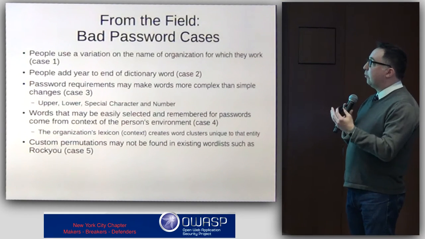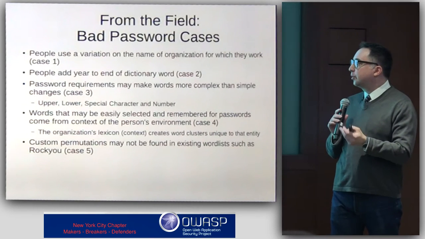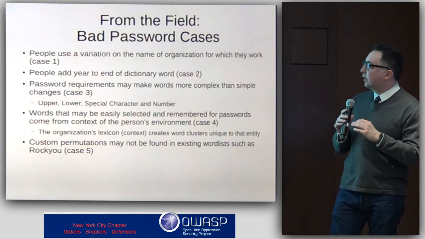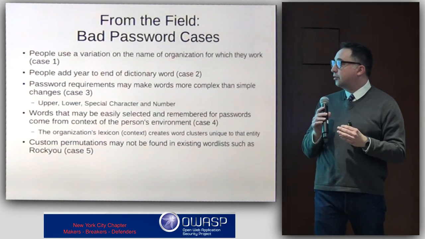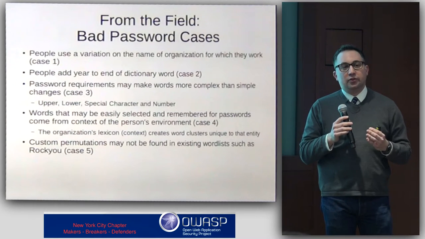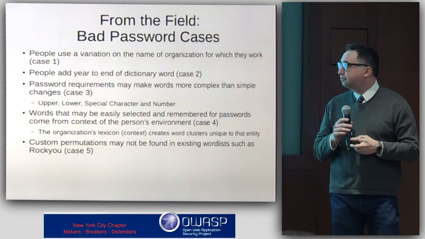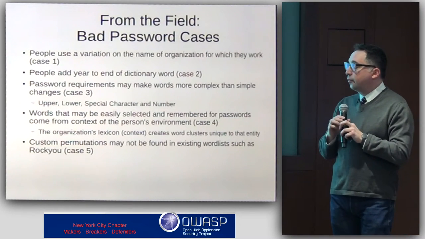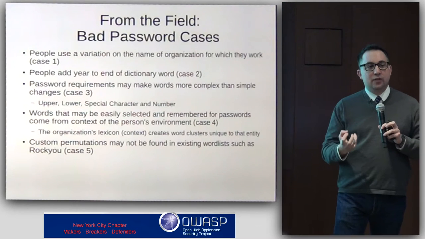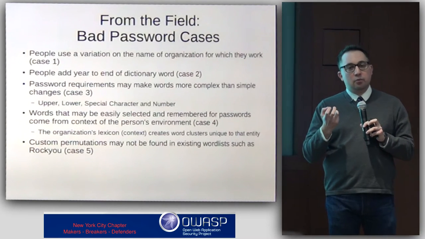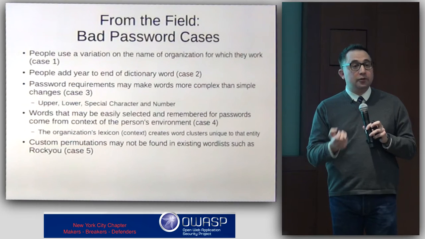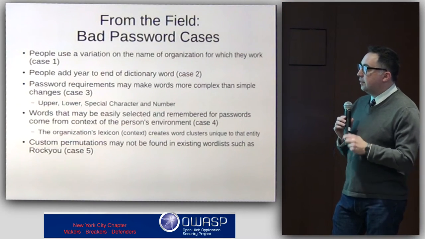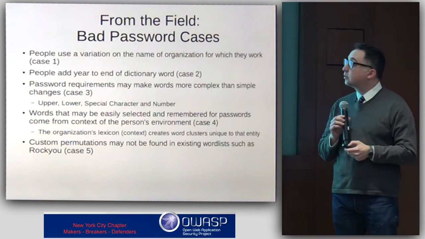Password requirements may make words more complex than simple upper, lower, special character, number, and words may be easily selected from a particular context of a person's environment. In other words, the organization's lexicon. We're going to get into this in terms of word clusters, but organizations and verticals tend to have words associated with that particular vertical that don't cross over into other ones. And then there are custom permutations that may exist that may not be found in existing word lists, like RockHume.